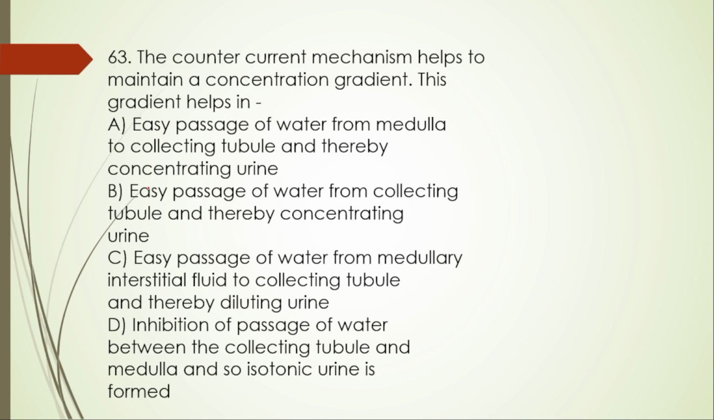63rd question. The counter current mechanism helps to maintain a concentration gradient. This gradient helps in A. Easy passage of water from medulla to collecting tubule and thereby concentrating urine. B. Easy passage of water from collecting tubule and then thereby concentrating urine. C. Easy passage of water from the medullary interstitial fluid to collecting tubule and then thereby diluting urine. And then D. Inhibition of passage of the water between the collecting tubule and then medulla, and so isotonic urine is formed. So here the right option for this is B.